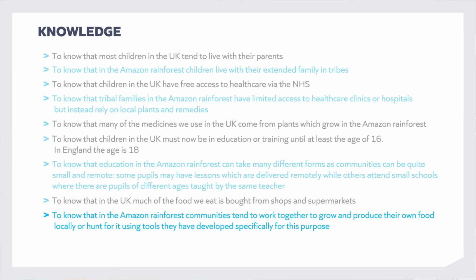So food is locally sourced by Amazon rainforest communities from the forest and river around them. They have developed specific tools and practices for hunting local game, and children learn about different plants that are edible as part of their education. So if our pupils know this, it will help them to recognise that one of the reasons why deforestation is so devastating is because it deprives communities in the Amazon rainforest of that vital food source.